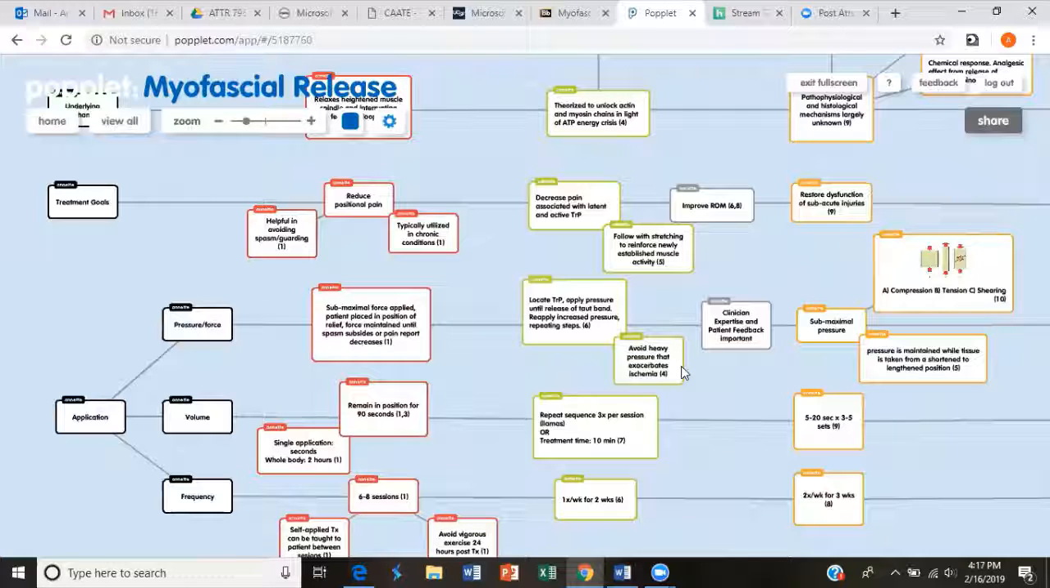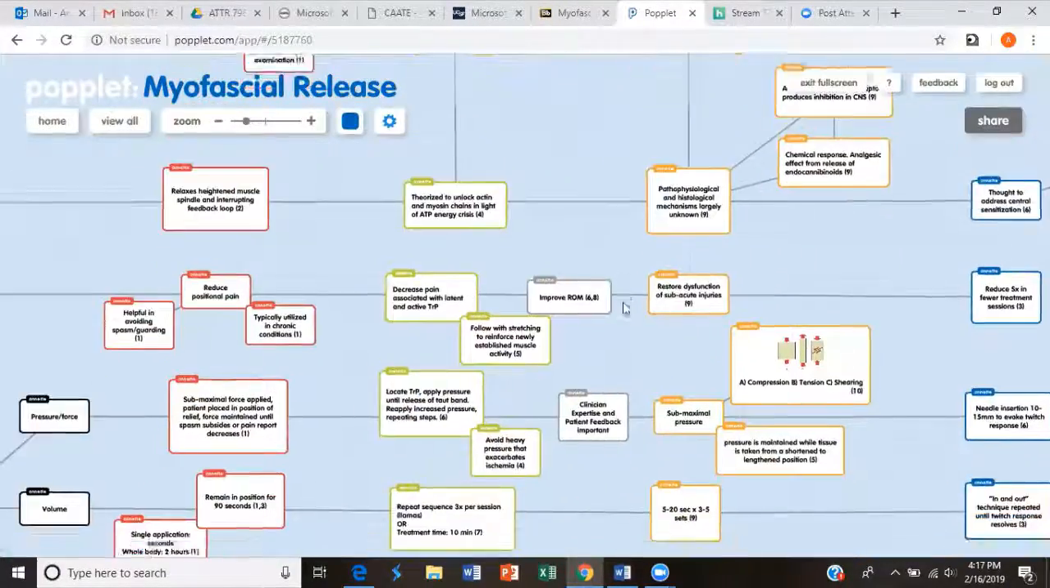This treatment is repeated in a sequence of 3 times per session, as found in some literature. Another report has standardized it for time versus reps and has found success with as little as 10-minute applications. Frequency can be applied 1 time a week for 2 weeks with positive results.